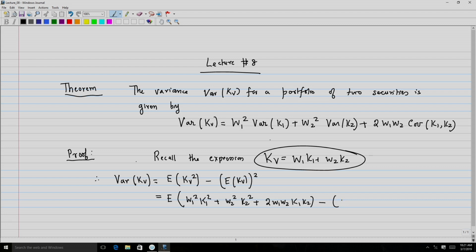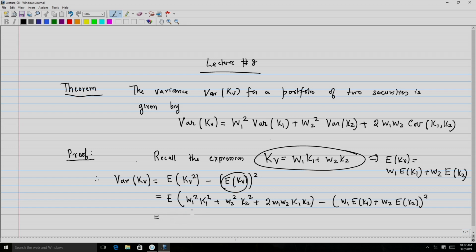And for the second case, you remember that we had this result that E of Kv, or the expected return on the portfolio, is W1 into the expected return of the first asset plus W2 into expected return of the second asset. So, we substitute the E of Kv here, that is W1 E of K1 plus W2 into E of K2, whole square. So, opening this up, what do we get?